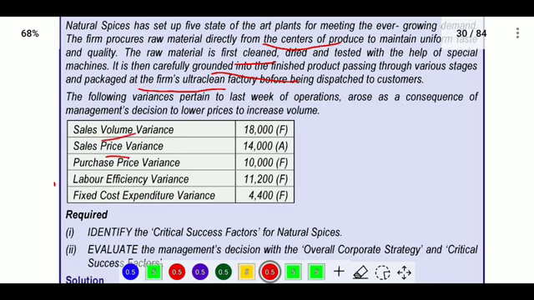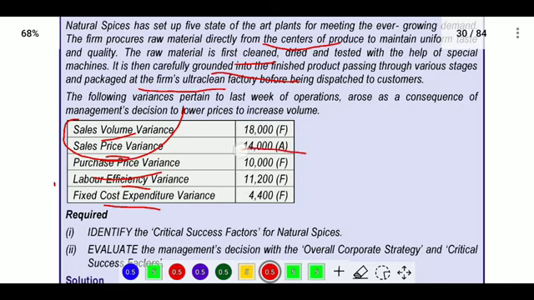It is related to quantity, it is related to price, and purchase price variances. There is purchase price variances. Next, labor efficiency variances and fixed cost expenditure variances. So they had different types of variances provided, and here we have the sales volume variance being favorable only, and the purchasing price variance will also be favorable.